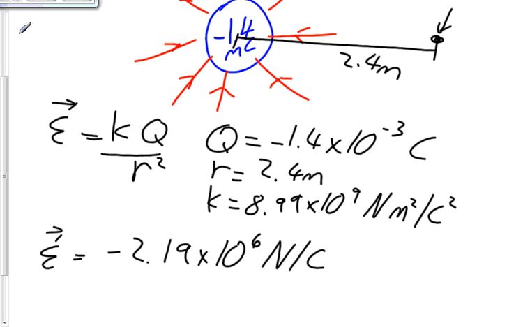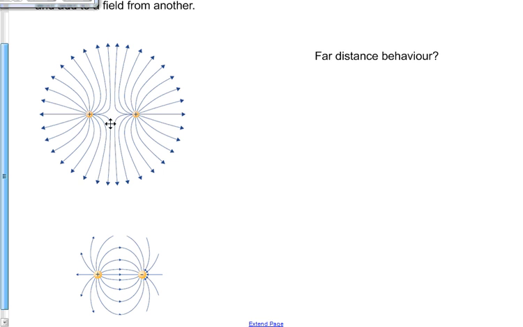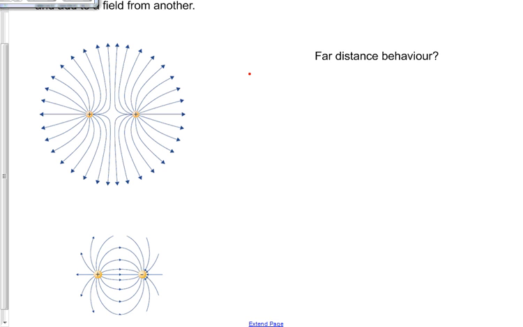Awesome. So let's go back to our idea here and summarize what we just did. There are multiple sources, and gravitational and electric fields can add together and interact to form other fields. Look at how the field looks in between, but as you go far away, you get behavior that looks like a single point charge, which again I think is pretty neat. So I think that's all I wanted to cover today. I hope that makes sense for you.